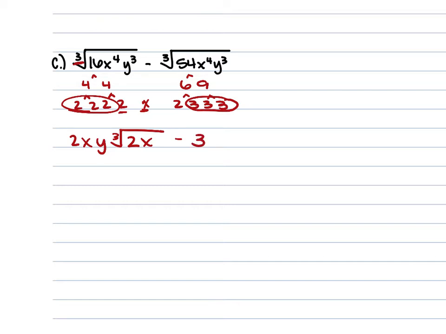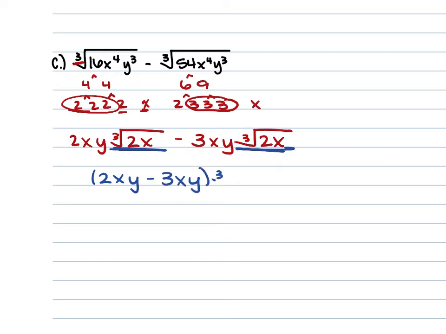That x squared, the cube root of x to the 4th is x cube root x. And then the cube root of y cubed is just y. So that leaves us with 3xy cube root 2x. Now, you see here that they both have the same radical attached to them. So combine what's in front. You're going to do 2xy minus 3xy cube root 2x.